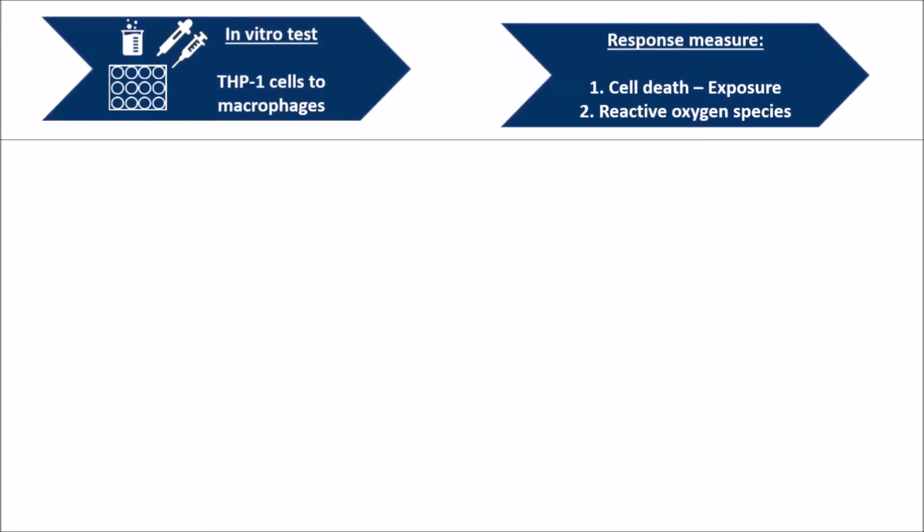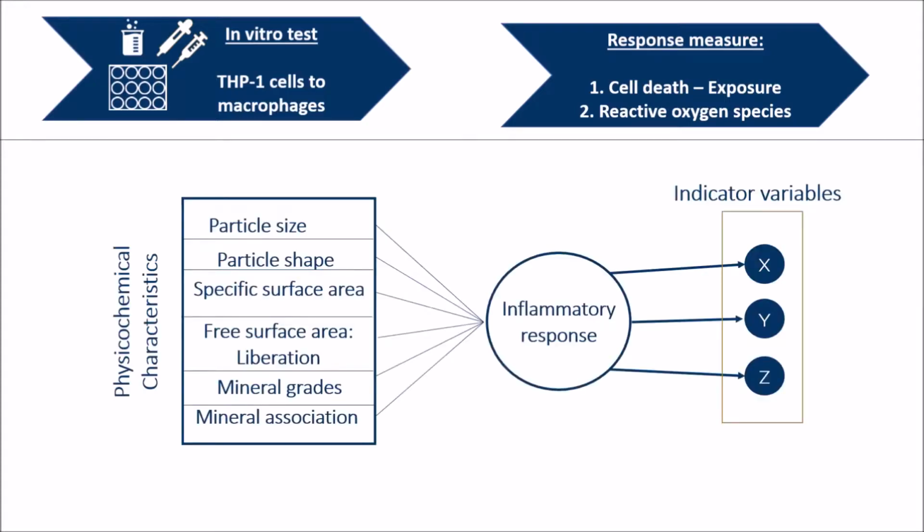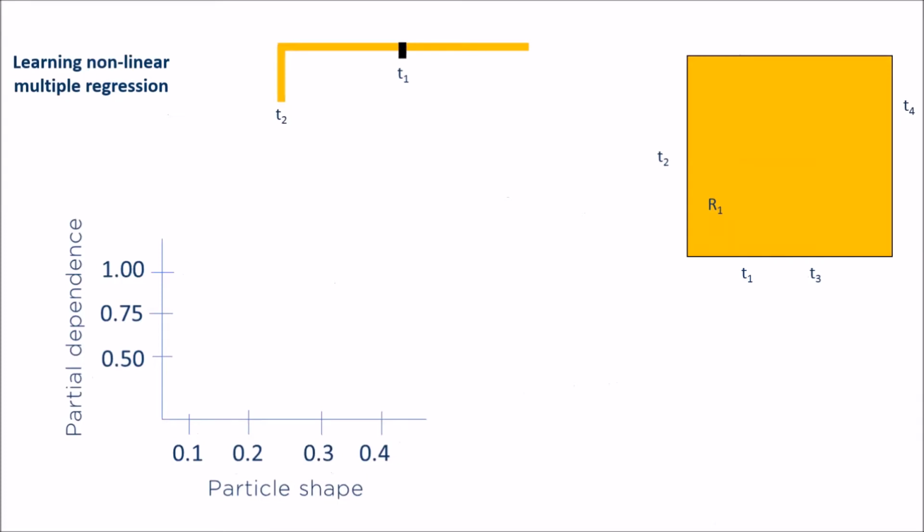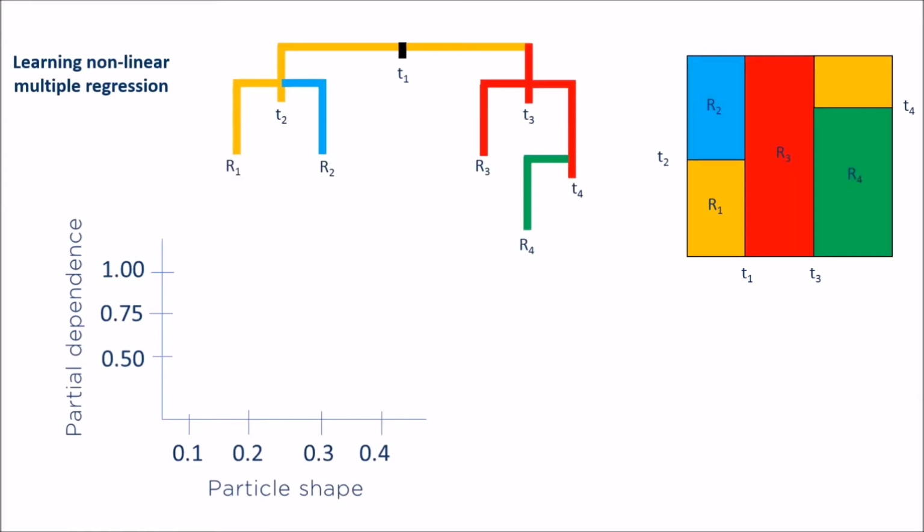From here, we will use a regression model to correlate the responses to the characteristics and obtain indicator variables which represent the most influential characteristics of dust which have the potential to induce a toxic response. To zoom into the process, a learning nonlinear multiple regression will be used to represent the percentage of relative importance or partial dependence by taking each branch of the regression and translating it into a proportion of a defined space.